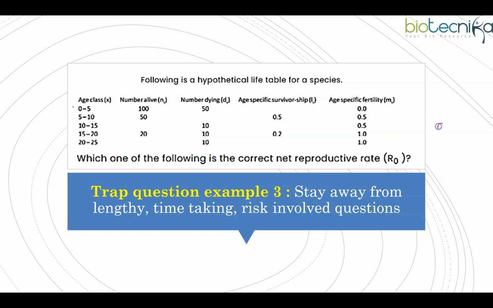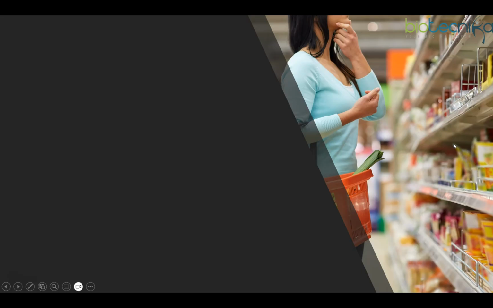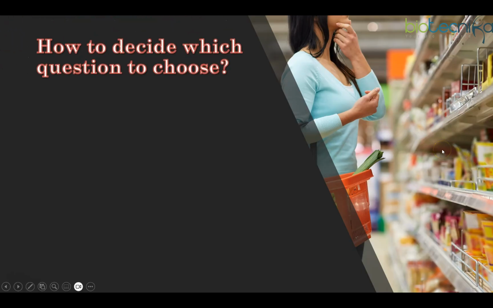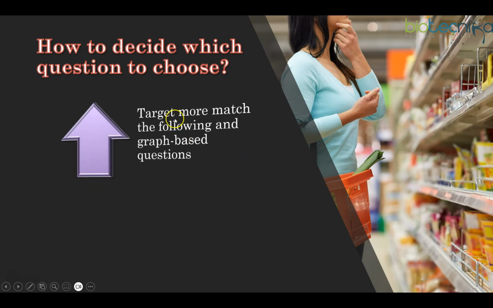Remember your planning and your target. You only have to find 20 part C questions, 15 part B questions and 5 part A. So select the questions accordingly. Okay. When you go to the supermarket, what do you do? You pick up things which are easy to consume and cost effective. So in the exam also, you apply the same thing.